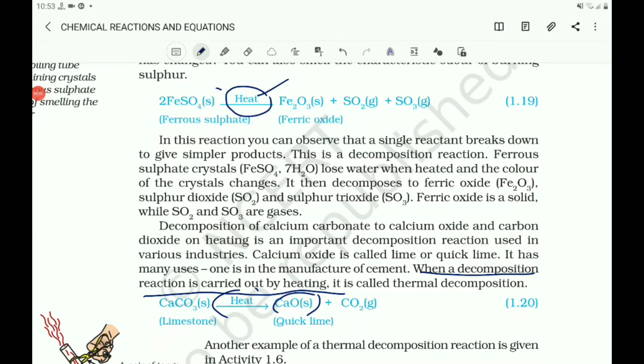Sometimes electricity or a catalyst is also used for the decomposition reaction. In most cases we use heat, and in many cases we use electricity, catalysts, sunlight, etc. to carry out the decomposition chemical reaction.